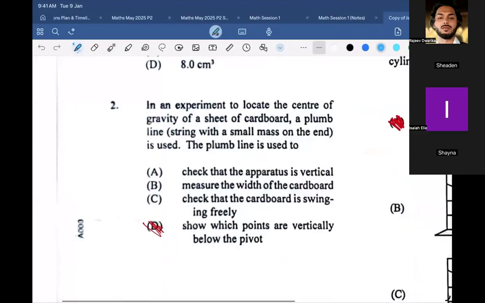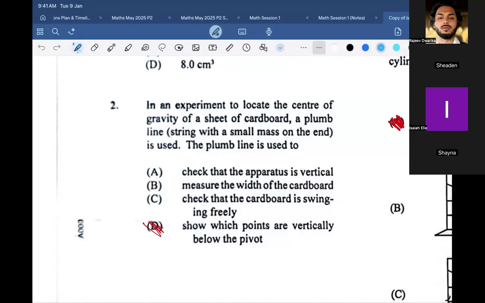Shay, give the question a read for me. In an experiment to locate the center of gravity of a sheet of cardboard, a plumb line, string with a small mass at the end, is used. The plumb line is used to: A, check that the apparatus is vertical; B, measure the width of the cardboard; C, check that the cardboard is swinging freely; and D, show which points are vertically below the pivot. D, right? D, for sure.